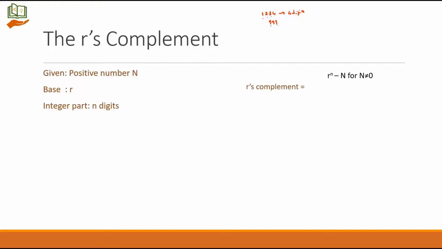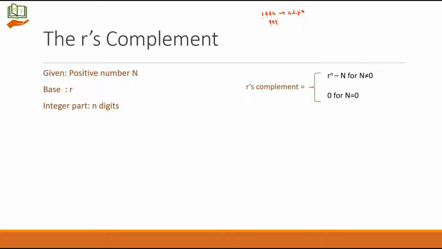How do we find the r's complement? We have to take the base and raise it to the power of the number of digits n, and then subtract the positive number capital N from it. This is the case when the number is not equal to 0. What about the case where the number is equal to 0? We can say r's complement is simply 0.